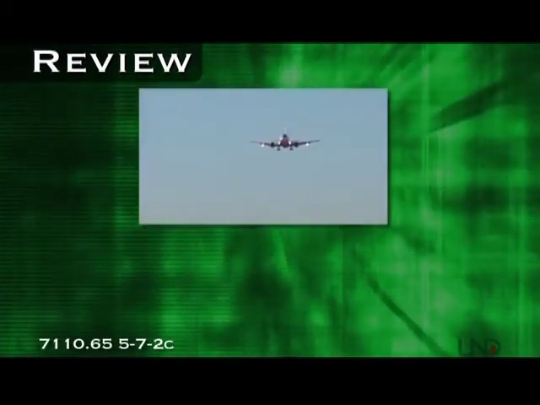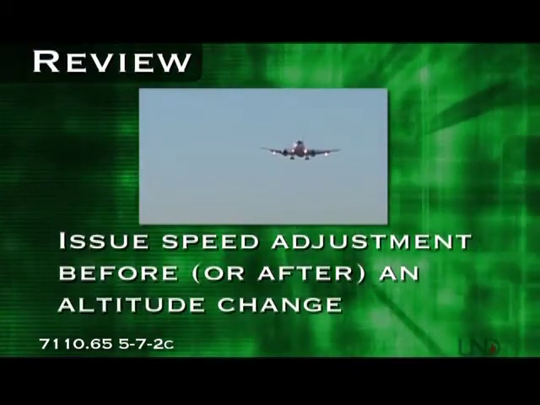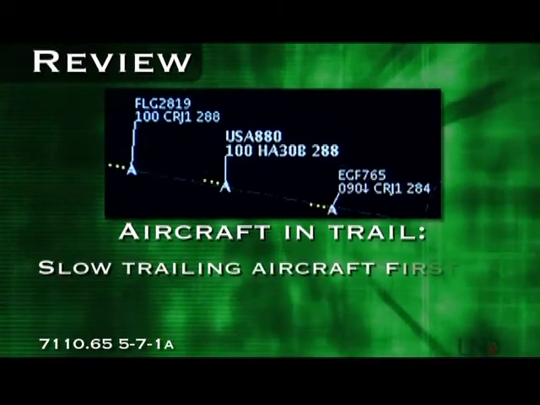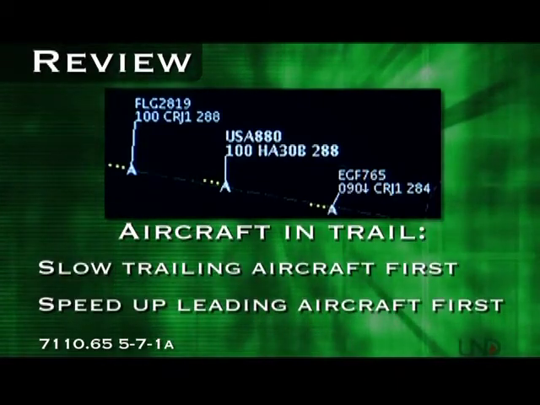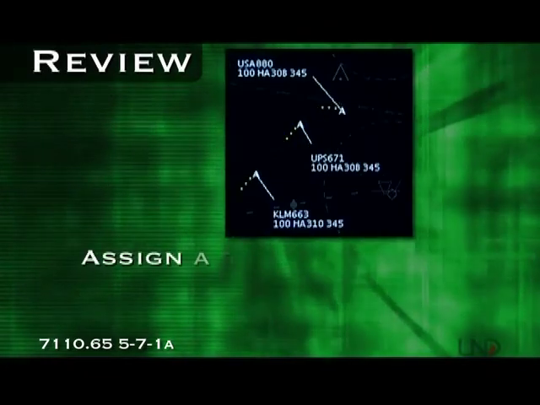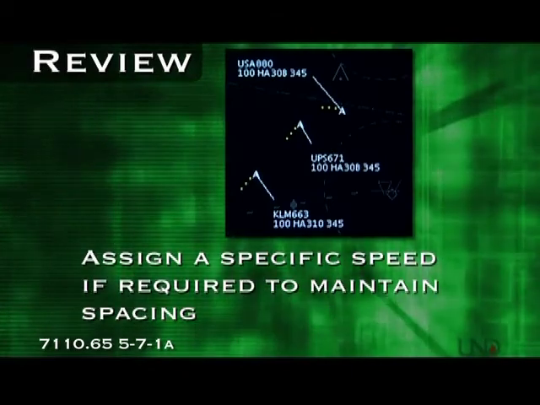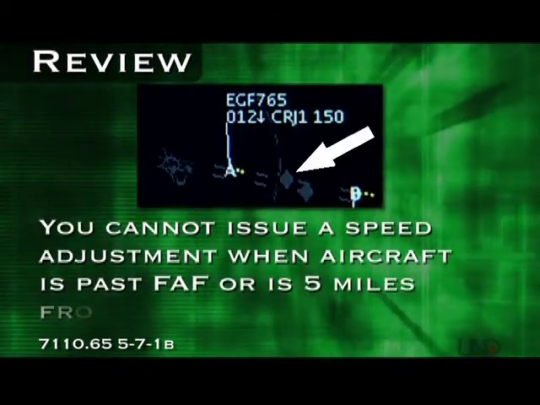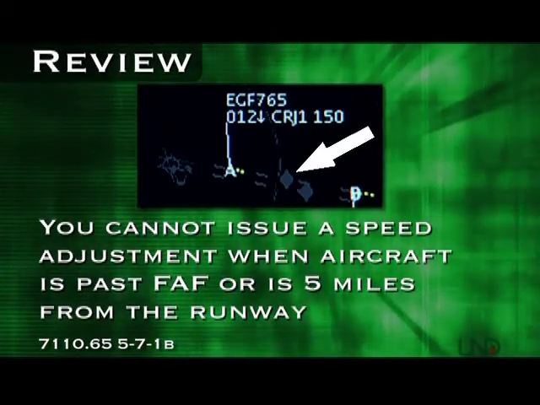Aircraft cannot slow down easily in a descent. Issue a speed adjustment before issuing an altitude change. If aircraft are in trail, slow the trailing aircraft first, or speed up the leading aircraft first. You can also assign a specific speed if you want to maintain certain spacing between aircraft. You cannot issue any speed adjustments when an aircraft has passed the final approach fix or is 5 miles from the runway, whichever point is closer.